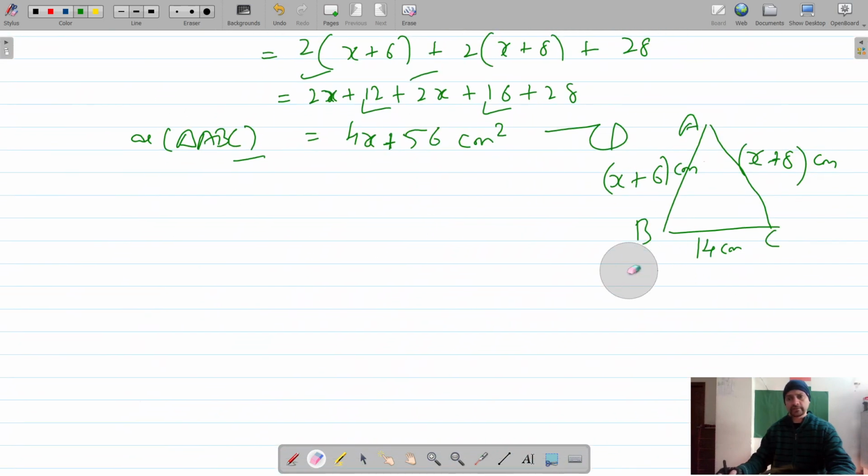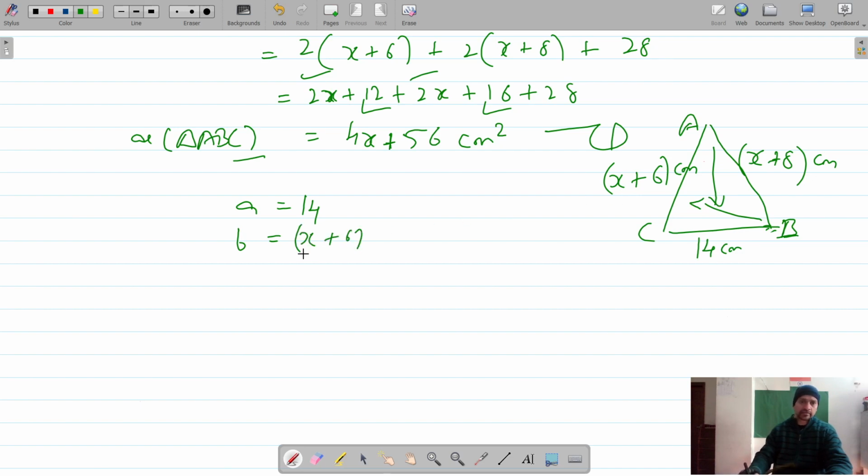It's triangle ABC. It's actually D is here. So I have drawn it here so that I don't have to move upward again and again. Now opposite to vertex A is a, that is 14. Next to it, side b is x plus 6, and c is obviously the one that is left, x plus 8 centimeter.